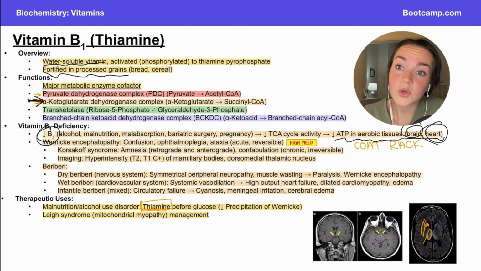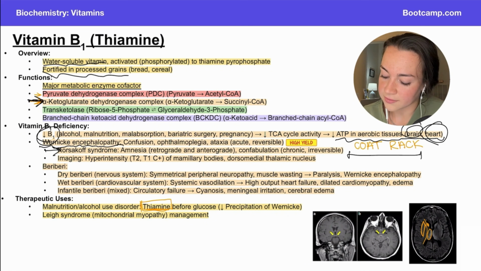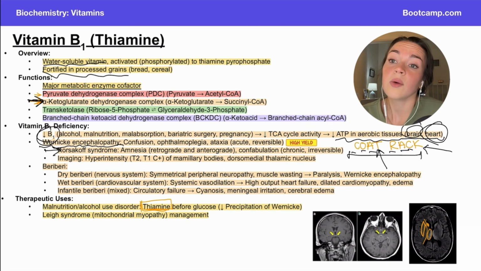And that can lead to a few clinical presentations, the most high yield of which, in my opinion, is Wernicke encephalopathy and its partner Korsakoff syndrome. And we remembered all of their findings together with the mnemonic coat rack. For Wernicke encephalopathy, it was confusion, ophthalmoplegia, and ataxia, attributed to a thiamine deficiency for T. And once we started seeing retrograde and anterograde amnesia as well as confabulation, that was Korsakoff syndrome. We talked about some imaging findings that we could see, like mammillary body and thalamus hyperintensity.